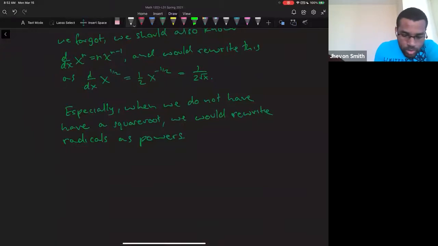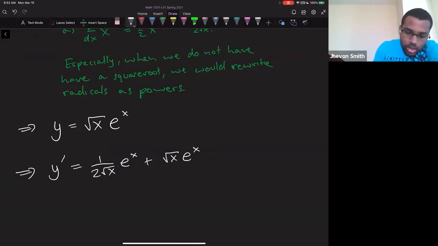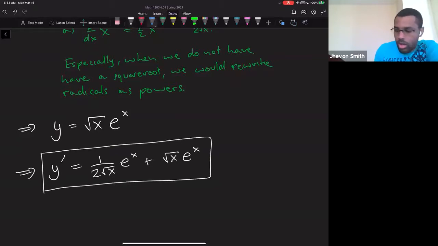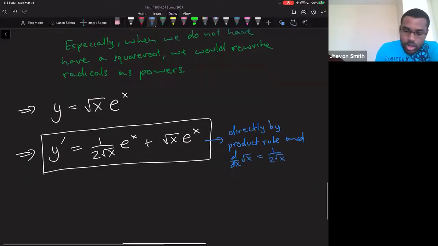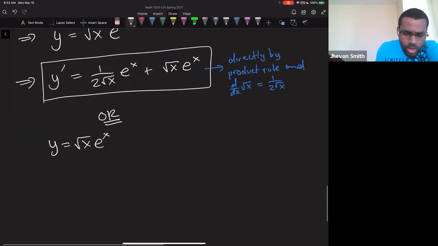So you could do this. It's going to be y prime equals differentiate the first one times the second plus leave the first one, differentiate the second, directly by product rule, and the derivative of the radical x equals 1 over 2 rad x. Or if you have y equals rad x e to the x, then what you would do is say, hey, I'm going to rewrite this as that.